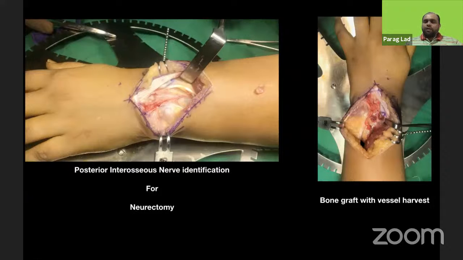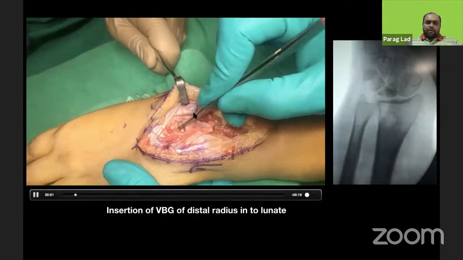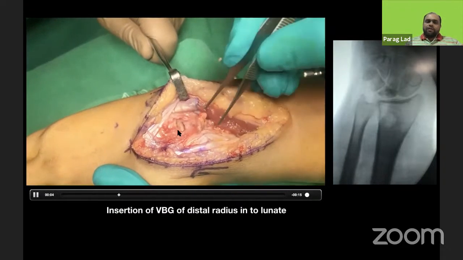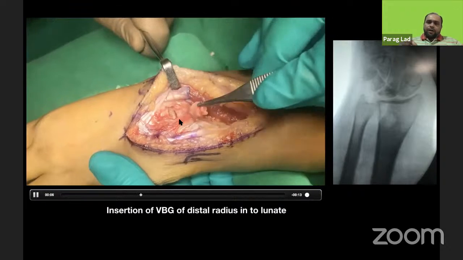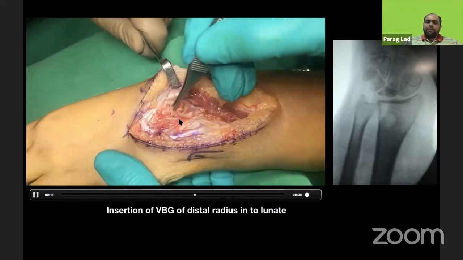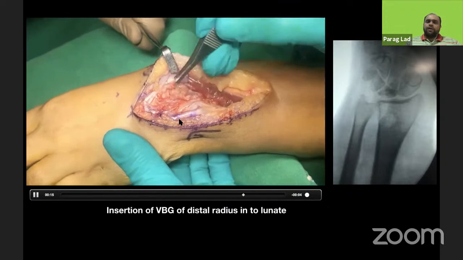So this is the bone graft harvest, and then after that we have to make an entry point into the lunate, or we have to properly curette the lunate, and then the bone graft that has been harvested, we can put inside the curetted lunate.